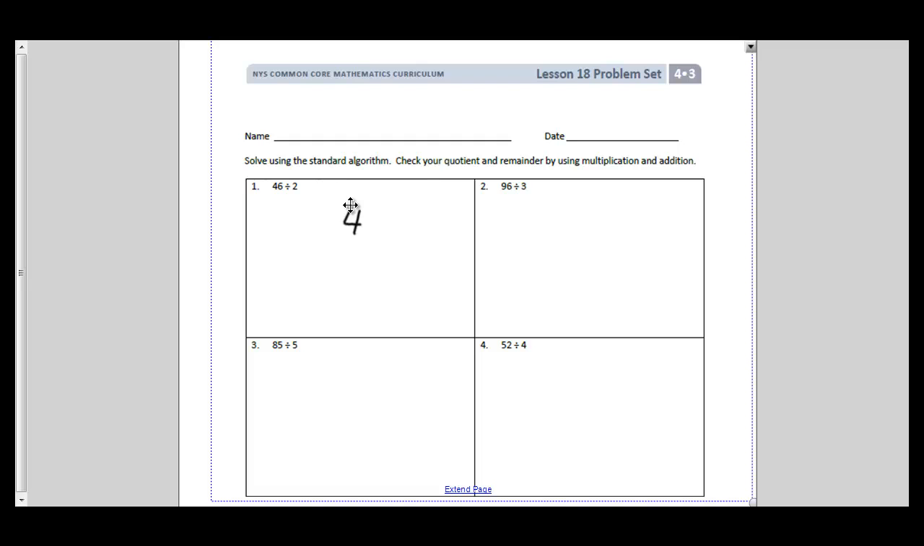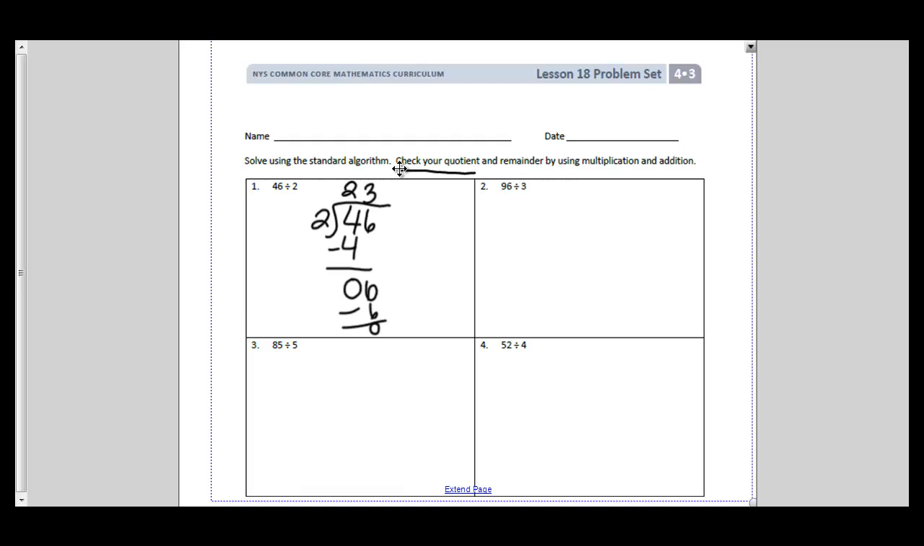All right, so we're going to do 46 divided by 2 using long division. So I'm going to start by dividing my tens. If I take 4 and divide it by 2, I'm going to have 2 in each group because 2 times 2 is 4. So that's going to leave me with no remainders in the tens place. And then I'm going to divide the ones. There are 6 ones. So 2 goes into 6 3 times because 3 times 2 is 6. So that's going to leave me with no remainder.